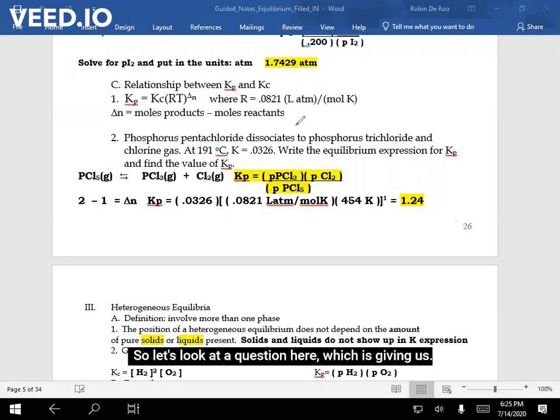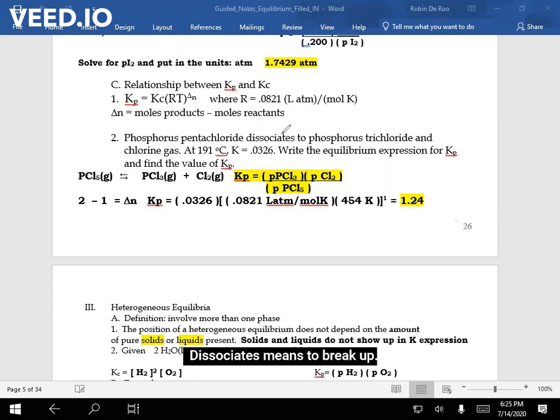So let's look at a question here, which is giving us the K, which is, if you're given the K, this one is for the molarities, but we're asked first to write the K expression for Kp, and then we're also asked to find the Kp. So we have to know that phosphorus pentachloride is PCl5, and it's a gas. We have to use the equilibrium arrows.